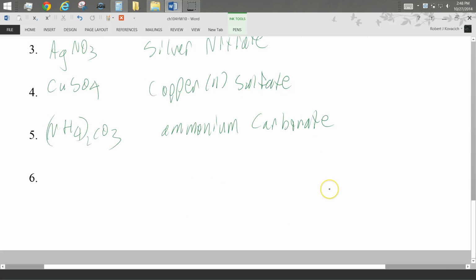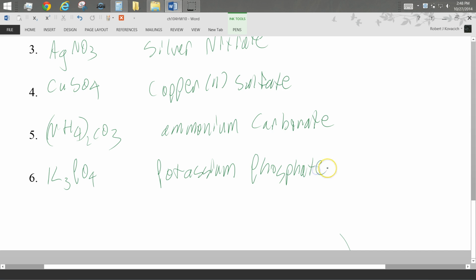The last one's potassium. Okay. So I've got K3PO4. So it's just potassium phosphate because the potassium's got a +1 charge and no variability in that. And then the phosphate's got a -3 charge. I just say its name.